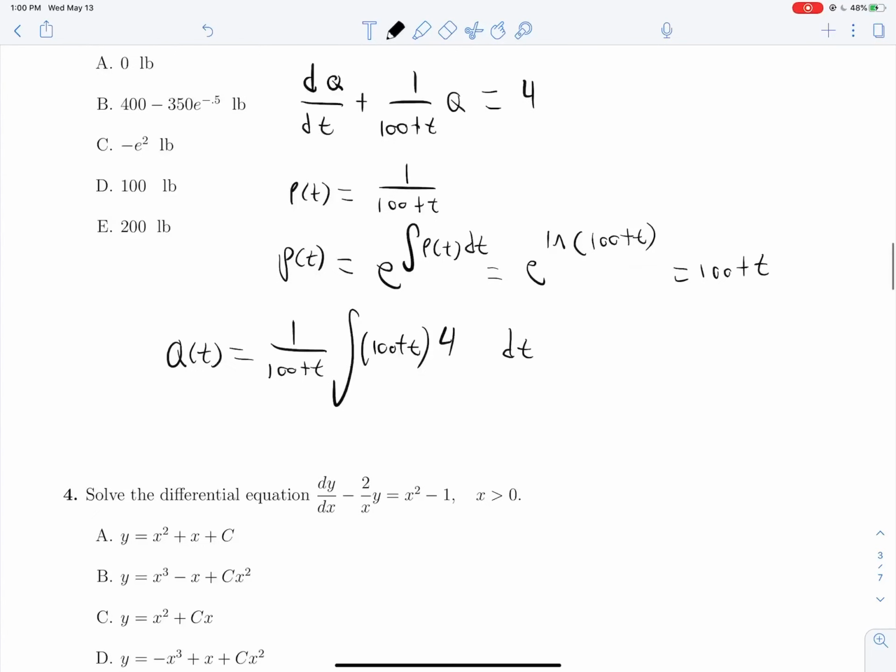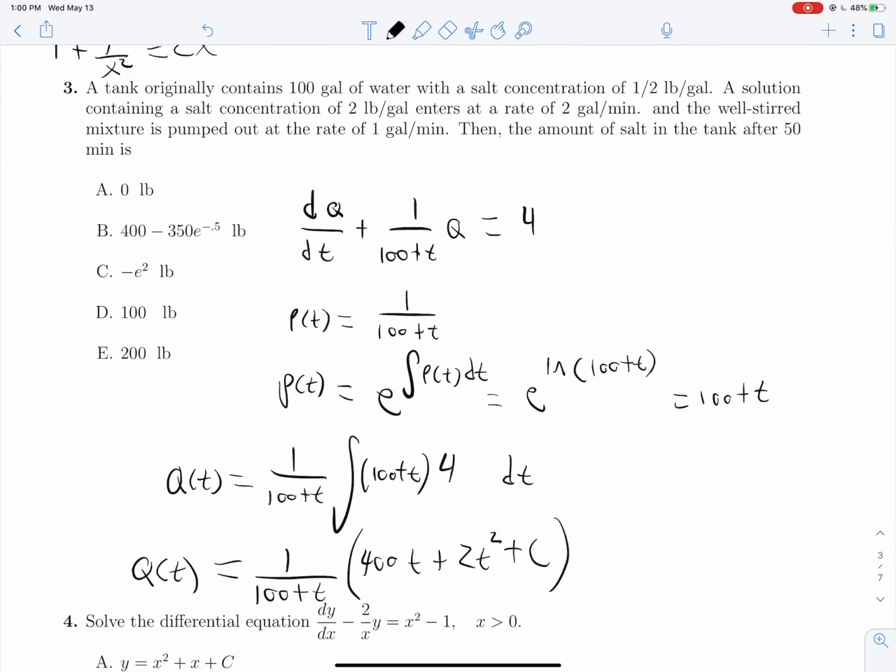Okay, so integrating, what do we get? Well, Q of t is 1 over 100 plus t multiplied by 400t plus 2t squared plus c, and this is Q of t. We have an initial condition here, or at least we should. We're told that initially we have 100 gallons of water in our tank with a salt concentration of half a pound per gallon. That means that our initial quantity of salt in our tank at t equals 0 is 50, because we have half a pound for every gallon. 100 gallons, that's 50 pounds.